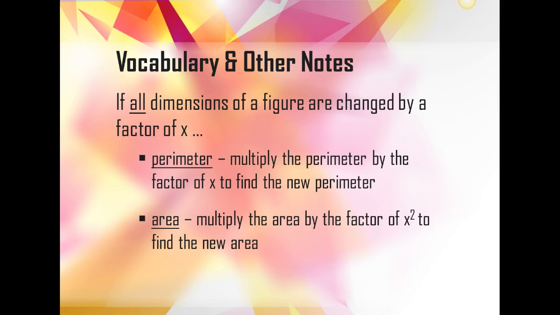This matches up with the unit labels we use when finding perimeter and area. When working with perimeter, you use plane units, and we will multiply by the plane factor of x. When working with area, we use units squared, and we will multiply by the factor of x squared.